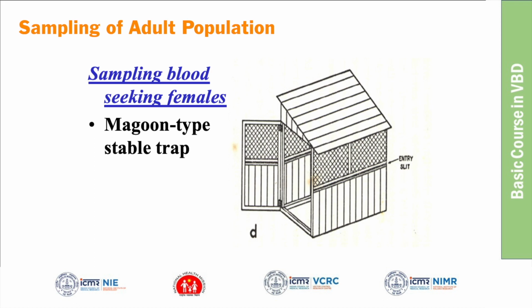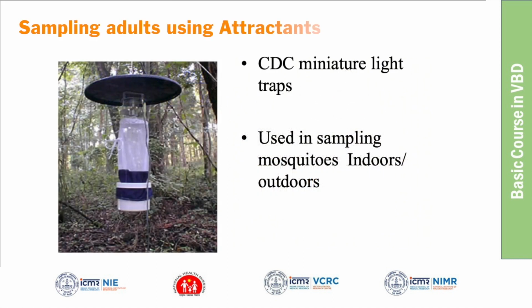Now these are the sampling adults with the light traps. It is a commonly used method. You can attach carbon dioxide also. There are also visual attractant traps. This is called a light trap. Locally we can make it, and it is also commercially available.